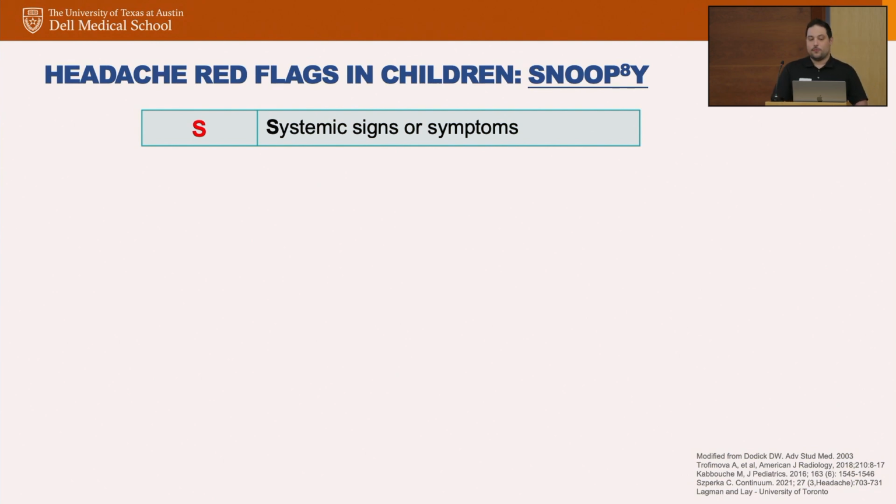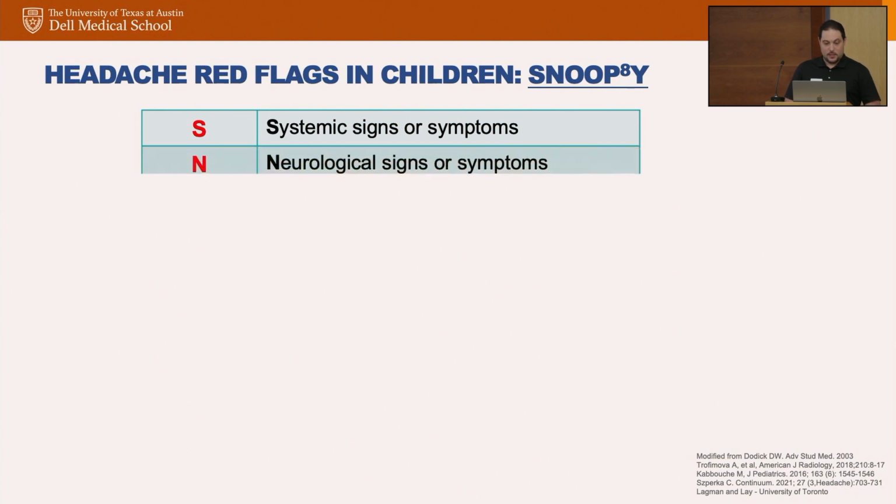So the S stands for systemic signs or symptoms. So assessing, does your patient have fever, chills, weight loss, night sweats? Do they have any comorbidities that could be contributing to their headache? Are they on any new medications? The N stands for neurological signs or symptoms. Do they have an abnormal neurological exam? Is there true papilledema on their exam?